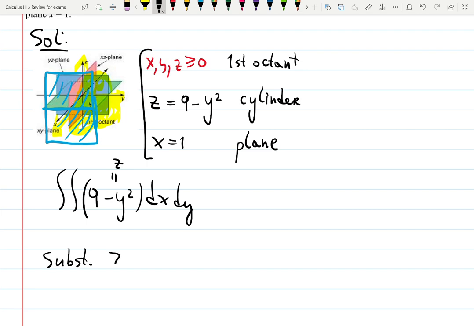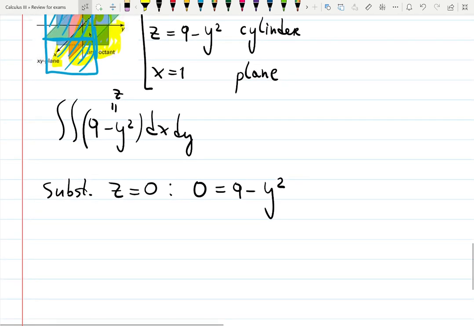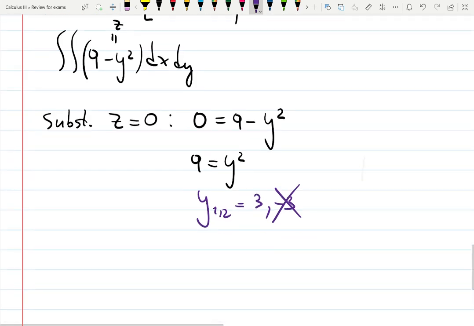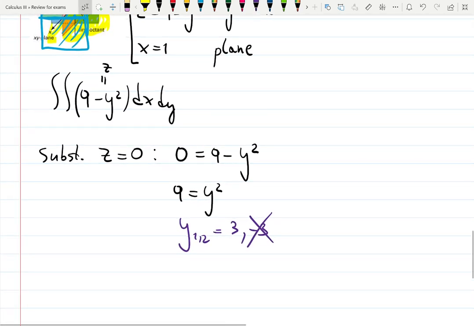Let's substitute z equals 0. Then we will have 0 equals 9 minus y squared. Basically, we want to find the limits for x and y. That means z is 0. Then we can solve. 9 equals y squared. Y gives you plus or minus 3. But again, y has to be positive. Let me write down like so. Y is 3 and minus 3. Do not include minus 3 because it is not in the first octant. Nice.